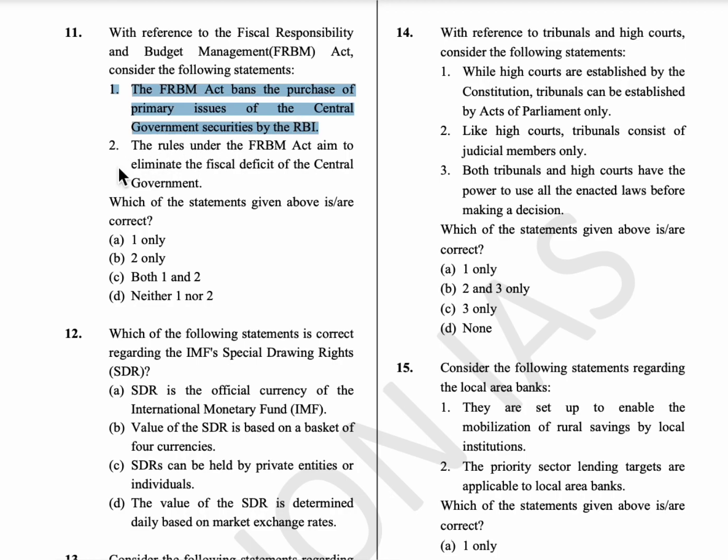Coming to the second statement, the rules under the FRBM Act aim to eliminate the fiscal deficit of the central government. So here the rules of FRBM aim to take measures to eliminate the fiscal deficit, okay, and generate fiscal surplus of the central government. So second statement is wrong. They don't directly eliminate the fiscal deficit. They take measures to eliminate fiscal deficit. So only first statement is correct.